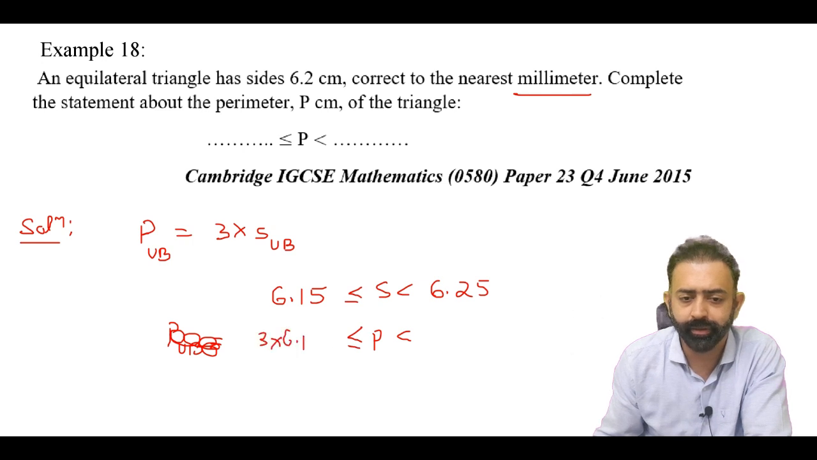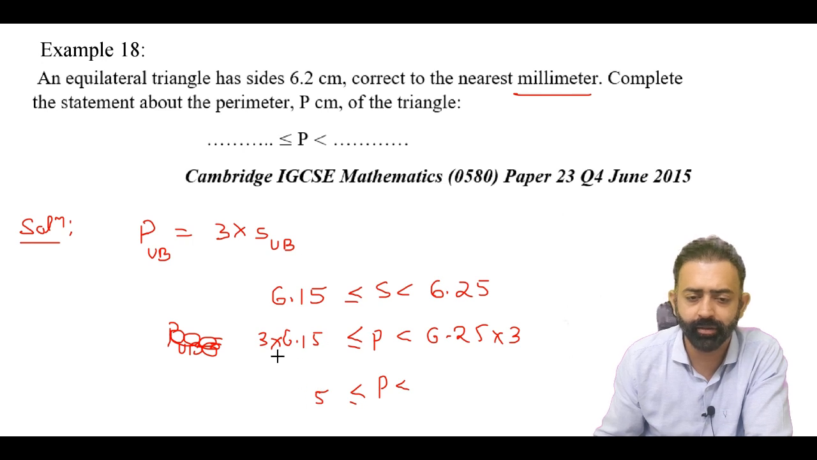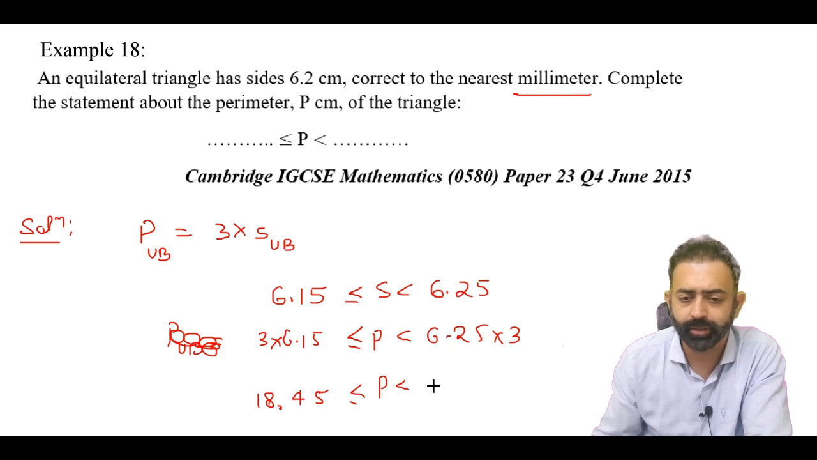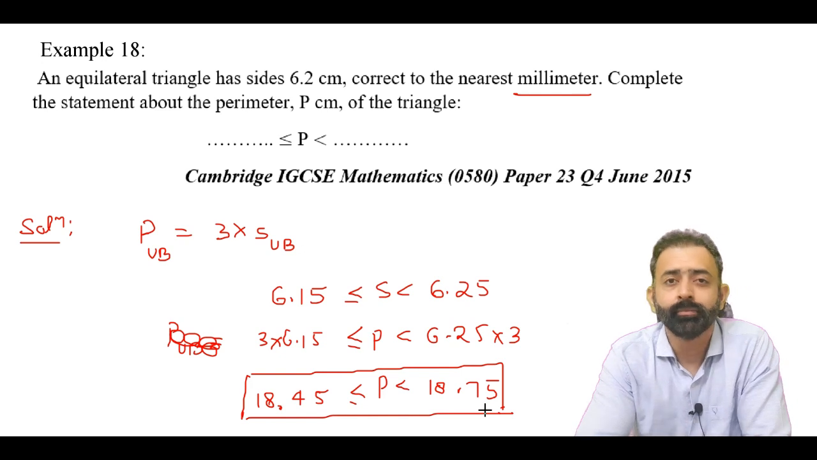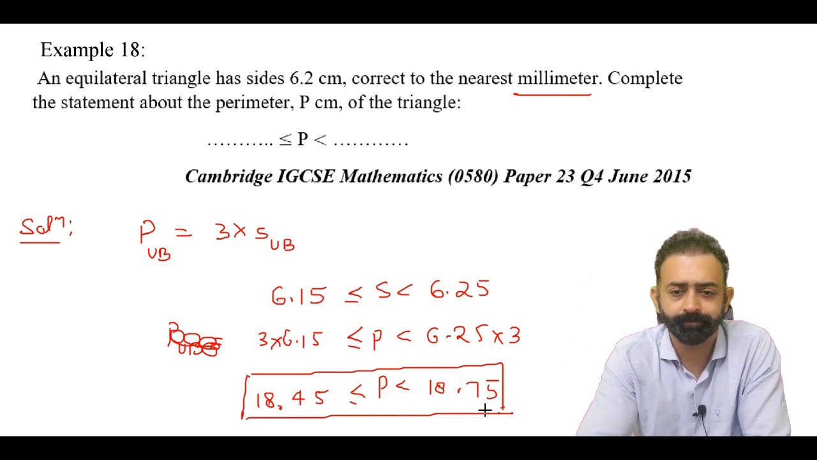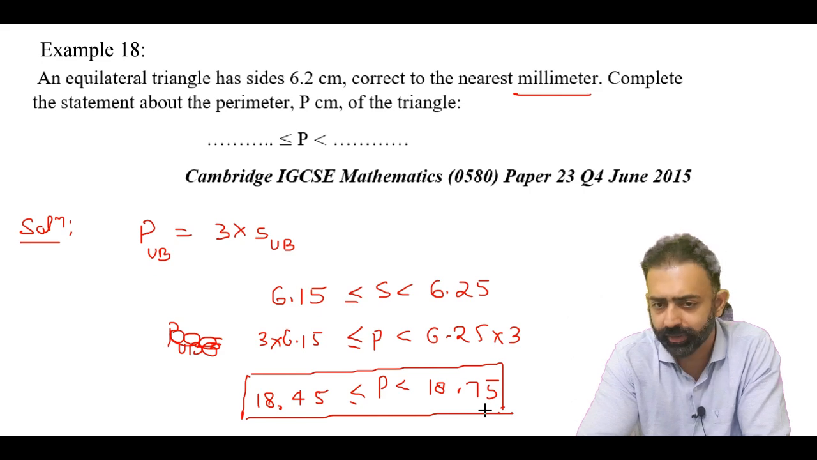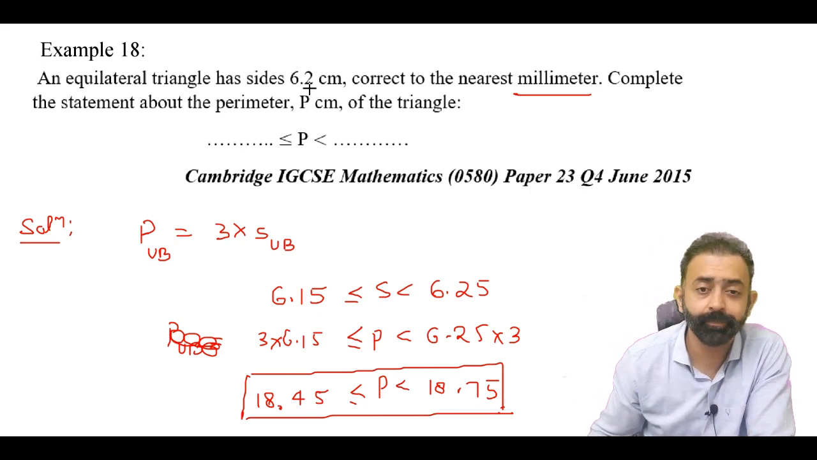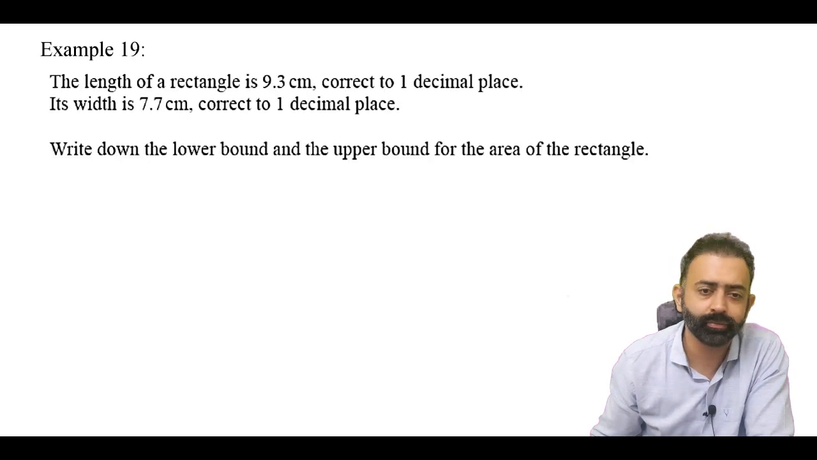Thrice of 6.15, and this is 6.25 into 3. Okay, so P lies between 6.15 into 3, which is 3 into 5, 15, carry 1, this is 4, 18.45, and this is 18.75. This is the answer. This question came, as you can see, in 2015. Let us switch to the next question.